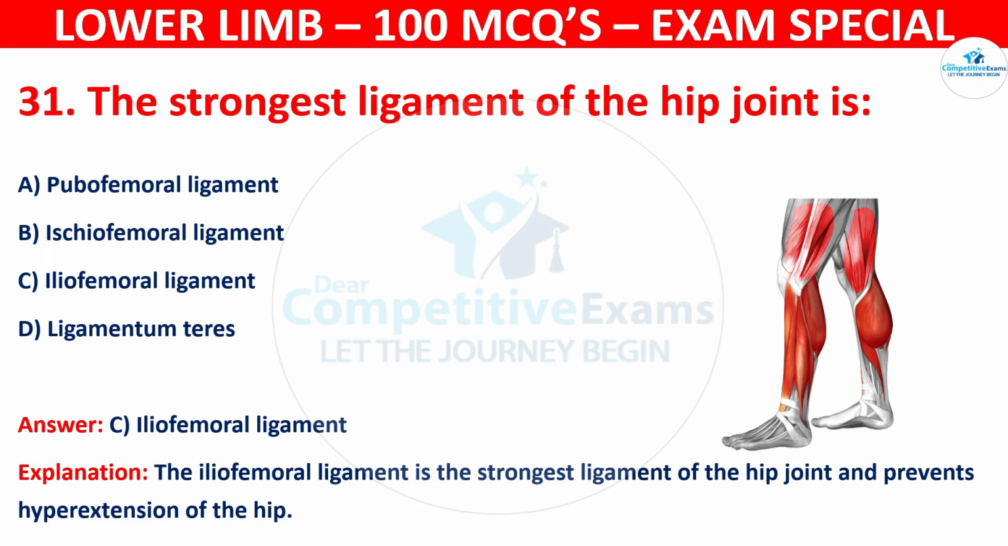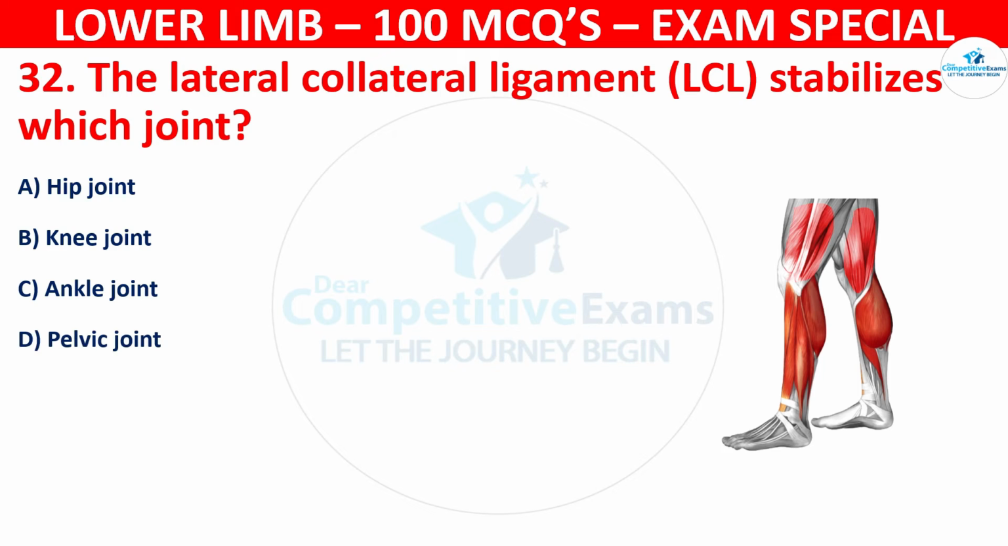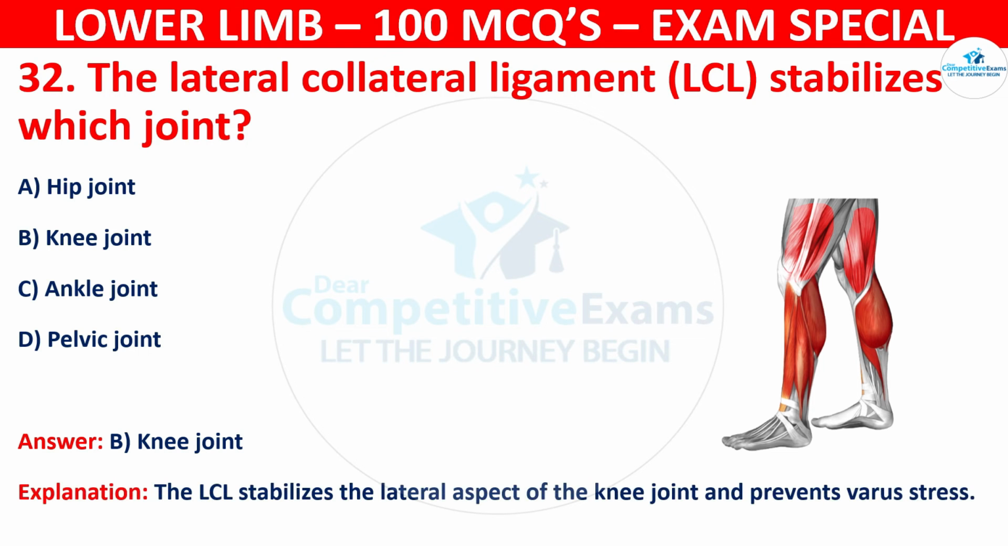Question number 32. The lateral collateral ligament, LCL, stabilizes which joint? Your options are hip joint, knee joint, ankle joint, or pelvic joint. The correct answer is B, that is knee joint. The LCL stabilizes the lateral aspect of the knee joint and prevents varus stress.